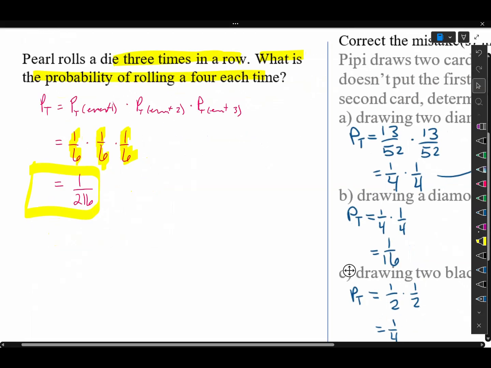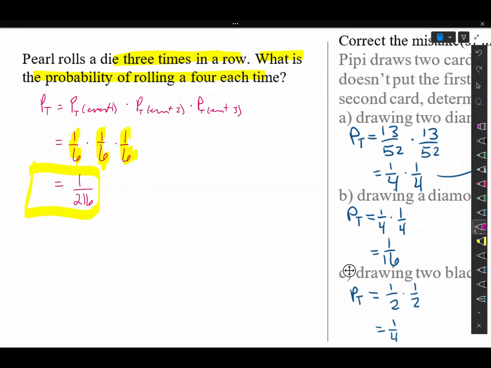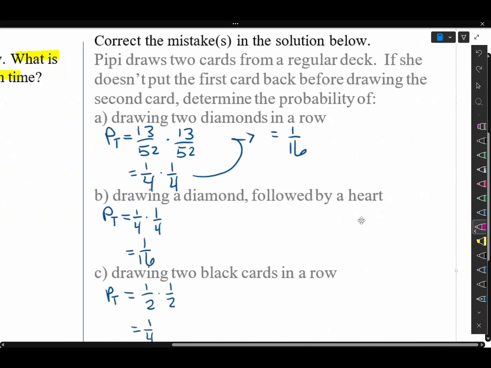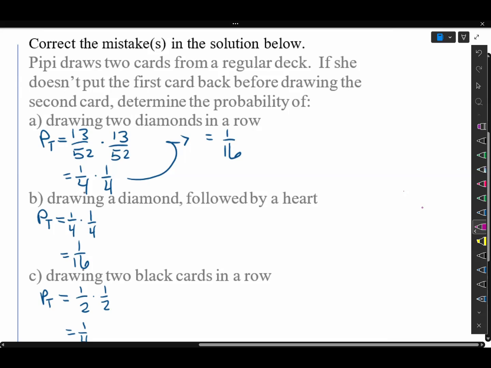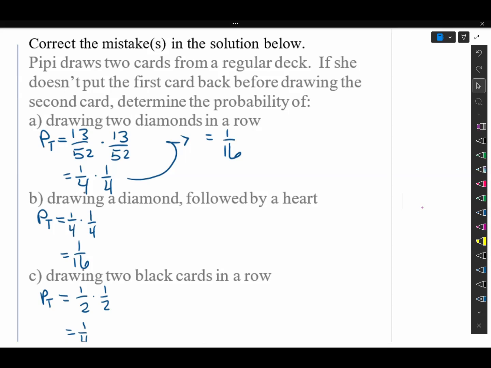So the lesson is we can multiply the individual probabilities together to find the probability of all of them happening consecutively. So we're looking here, we have a problem with some mistakes. I encourage you, read the problem, pause the video, try and find the mistake yourself.